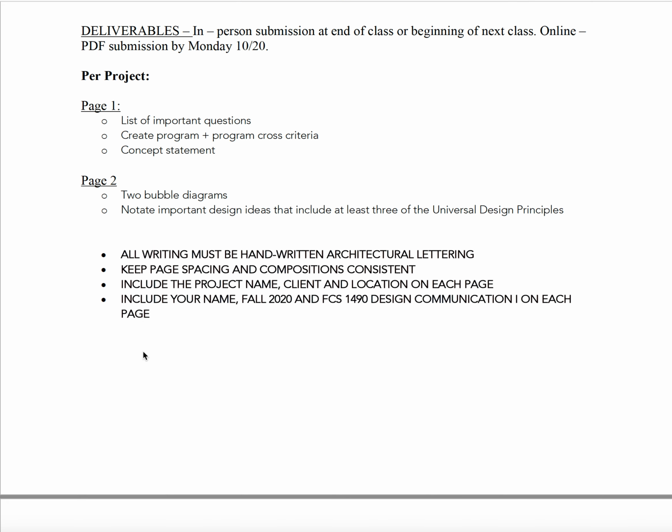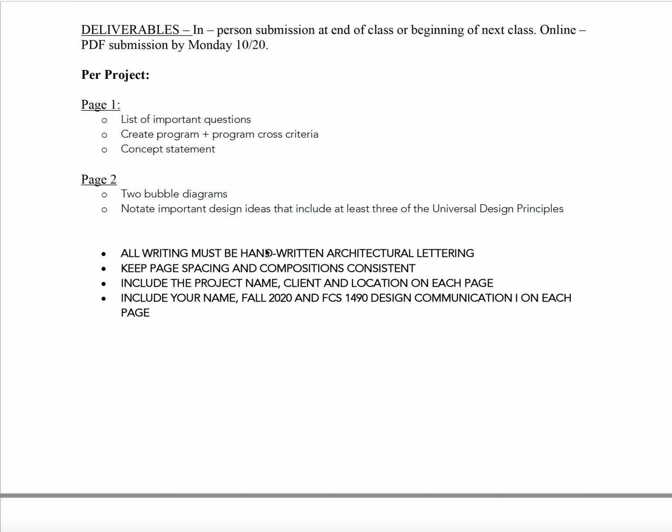And so here are some assignment requirements. All writing must be done in handwritten architectural lettering. Keep pages and compositions in mind and consistent. The information here, such as project name, client, and location, will need to be on each page, as well as your name, fall 2020, and then our class name on each page. I have an example to show you, and you don't need to follow the compositional design and format of the arrangement of this information, just as long as you have it all on each page and it's consistent within your project.